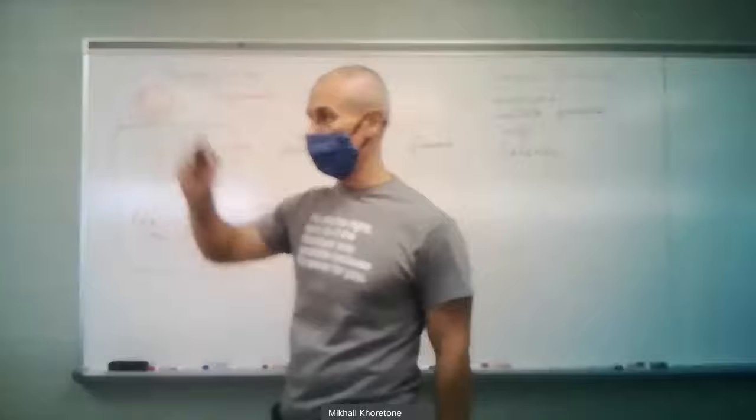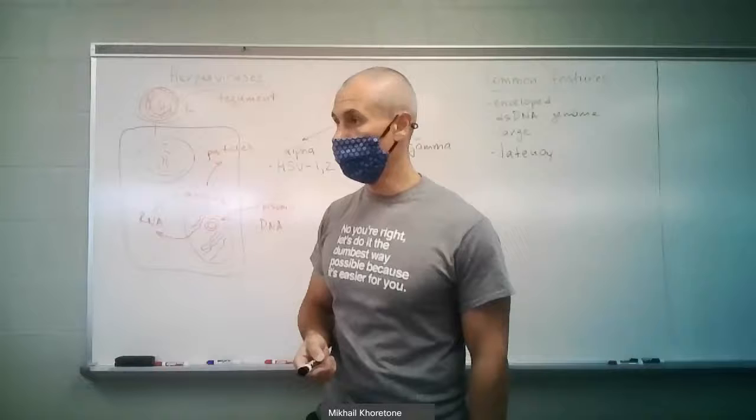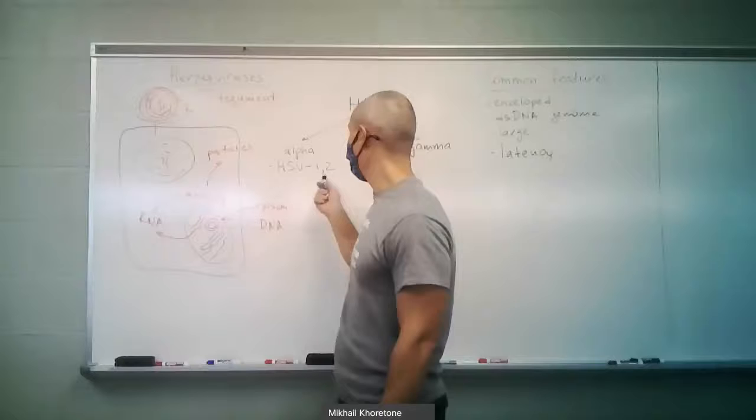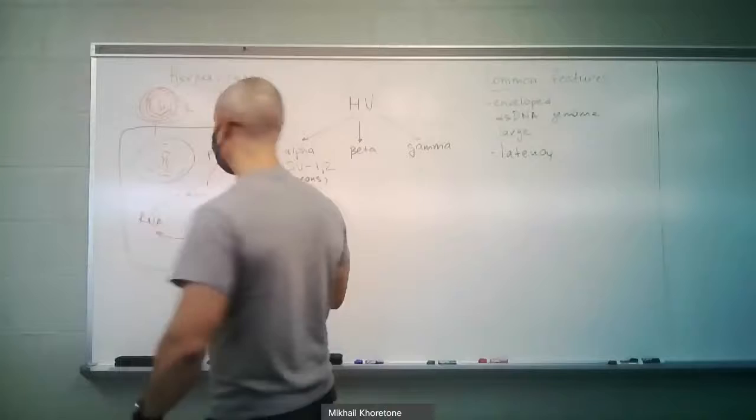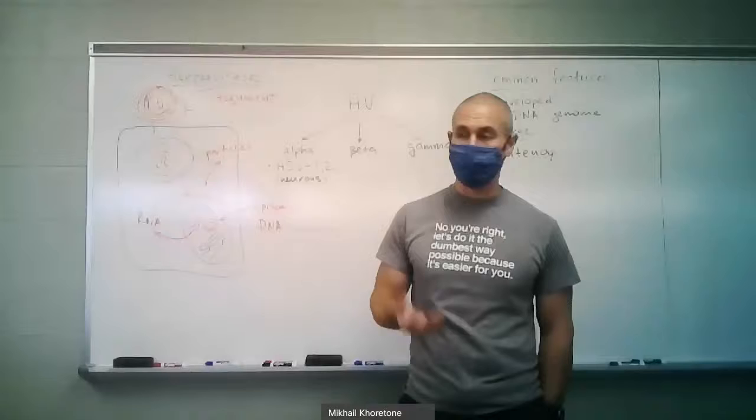Herpes simplex virus 1 and 2. What we call herpes. HSV-1 is cold sore, also known as labial herpes. Now, where does this virus establish latency? Neurons, okay? These viruses establish latency in neurons. If we're talking about labial herpes, it's usually sensory neurons of the various cranial nerves.